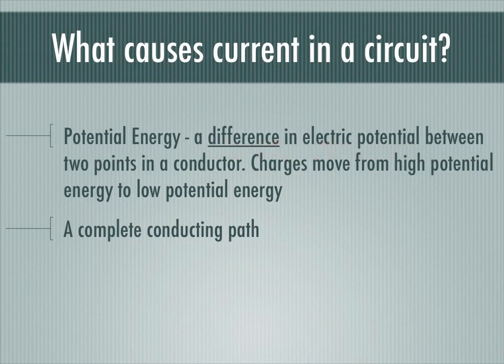So I need a difference in electric potential. Just like in a roller coaster, I need a difference in height. If I have a 400-foot roller coaster, but it stays at 400 feet, the roller coaster car is not going to move fast at all. It's when you go downhill, when your height changes, that you have roller coaster cars moving. And then the other thing that you need to make current in a circuit is a complete conducting path. And that's really what we call a circuit.